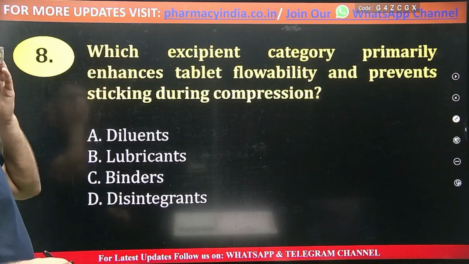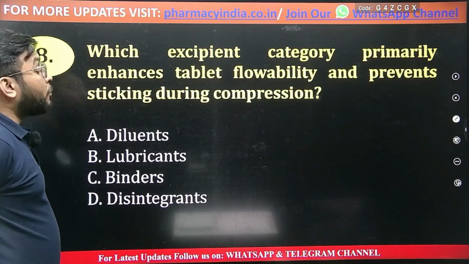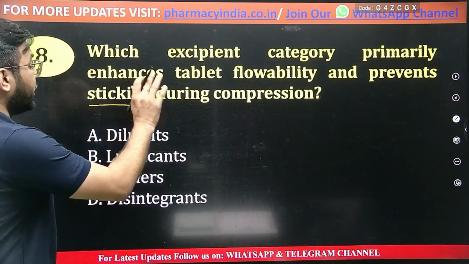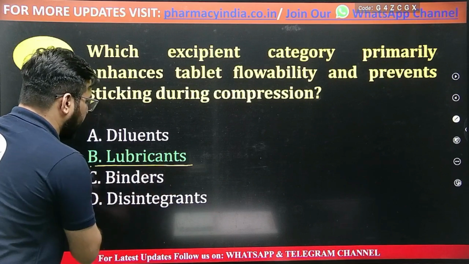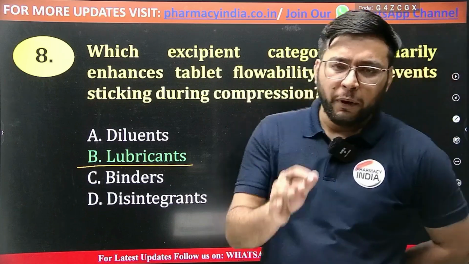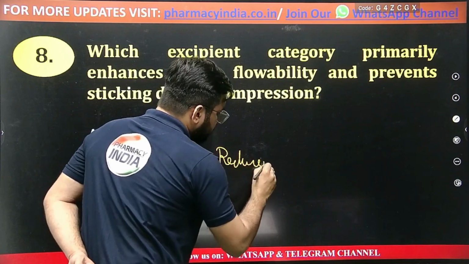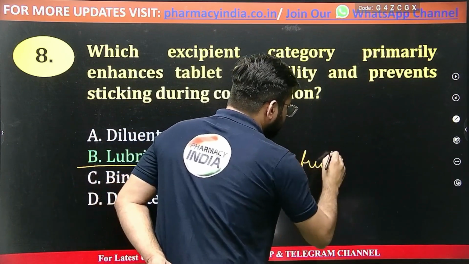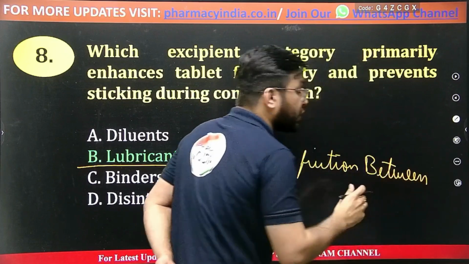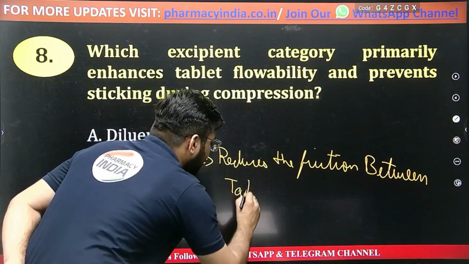Now the next question is: which excipient category primarily enhances powder flowability and prevents sticking during compression? The question asks which excipient. So let me clarify, that is lubricant. What does a lubricant do? A lubricant reduces the friction between the tablet and the die wall.